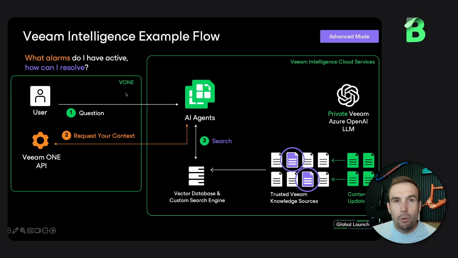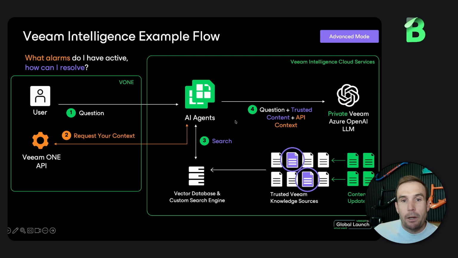Now, you'll notice the second part of this query is how can I resolve? And so what will actually happen is the AI agents will determine that it should go and find some data sources and some answers to maybe how to resolve those alarms. And it uses Veeam's trusted data sources. We curate these data sources, we update them, and we constantly update them with fresh content as advice changes, as products change. And so we can then start blending your context, so your exact alarm, for example, with the latest information that we have in our data sources.